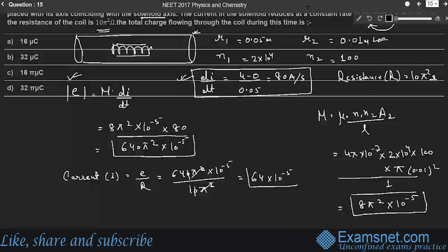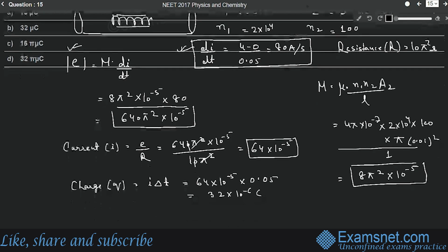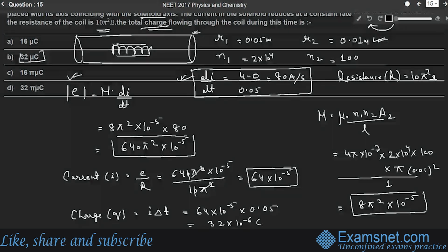Now this is the current, but in this question we have to find the total charge flowing. So with the help of current we can find out the charge also. Charge, that is Q, is equal to I delta T. I is the current, that is 64 into 10 to the power minus 5. Delta T, the change in time, is 0.05 seconds. So on solving this, we get 32 into 10 to the power minus 6 coulomb. 10 to the power minus 6 means microcoulomb, so it can be written as 32 microcoulomb. So the final answer will be 32 microcoulomb. That means option B will be the correct answer.